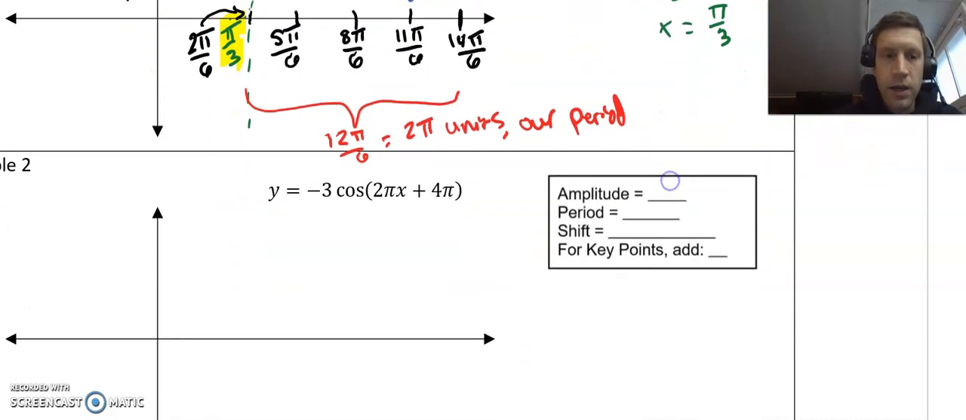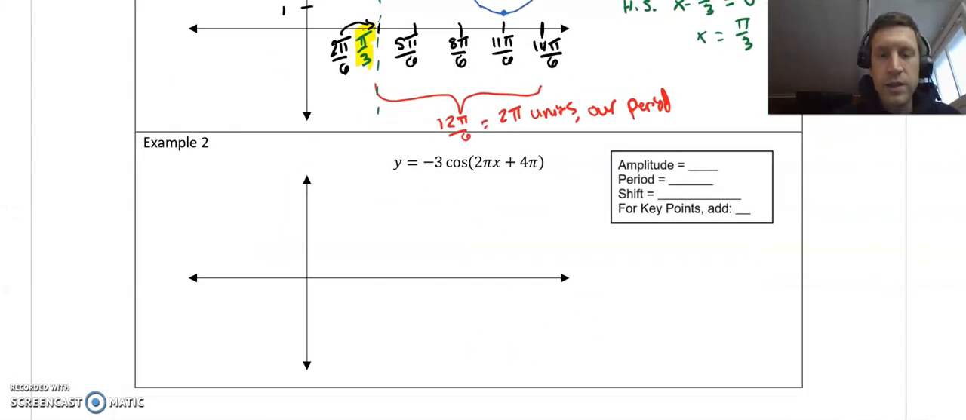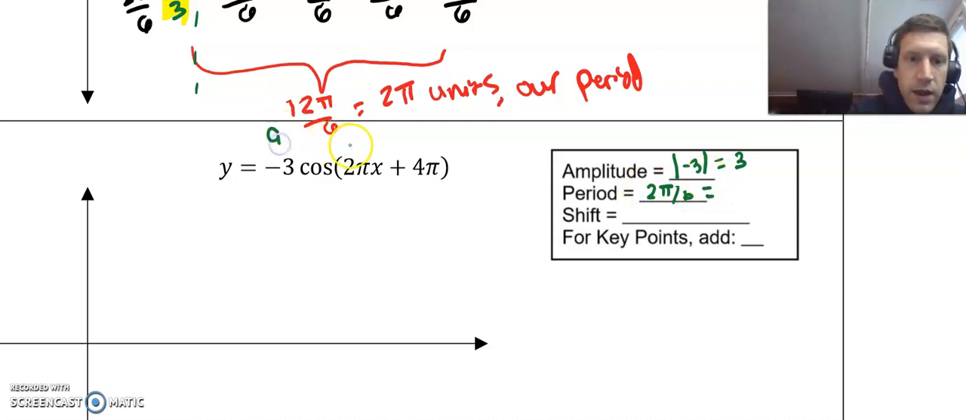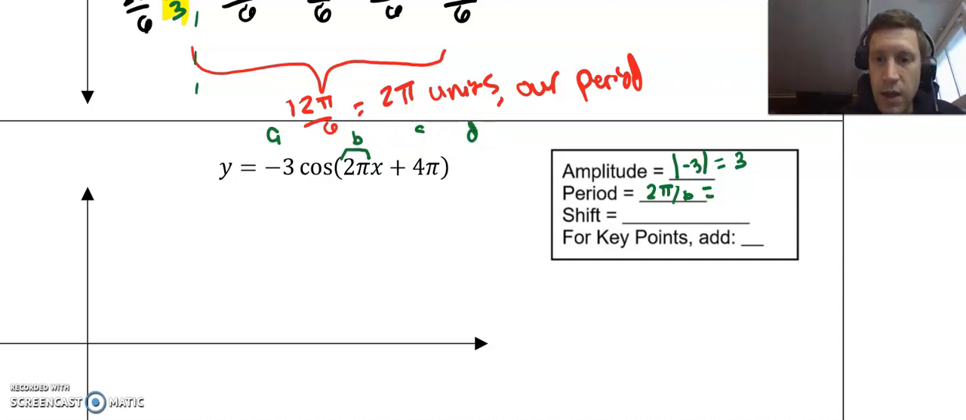Okay, next one. Example 2, we have y equals negative 3 cosine, and I got a lot of stuff going on inside, 2 pi x plus 4 pi. All right, let's kind of go through the same process. So the amplitude is going to be the absolute value of negative 3, which is 3. The period is going to be 2 pi over b. Here's my A value. Here's my B. So 2 pi is my B value. Here's C, and here's D outside. So 2 pi over B is really 2 pi over 2 pi, which is 1.